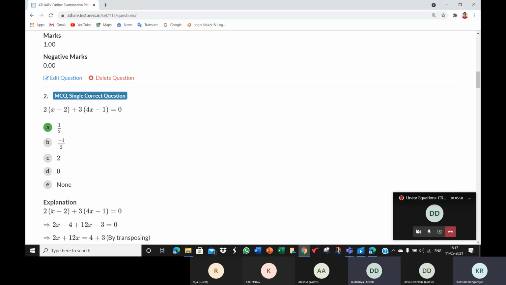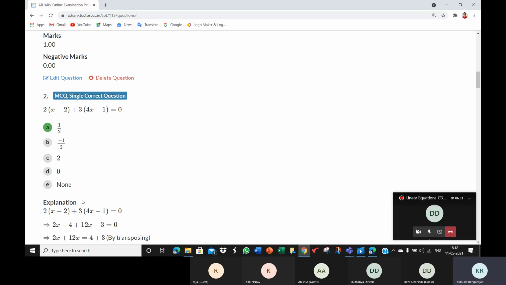Okay, ma'am. Now in the bracket, we have x minus 2. Every term in the bracket must be multiplied by the number outside the bracket. So 2 is the number outside the bracket. 2 multiplied by x is 2x. Then 2 multiplied by minus 2, minus 4. Next, plus 3. Now we remove this bracket. In the next step, we don't use the brackets because we multiplied and removed the bracket.